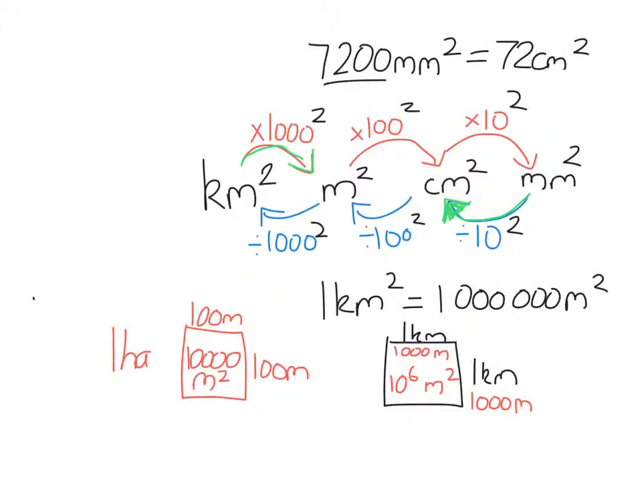But of course, 100 meters is 0.1 of a kilometer, 1/10 of a kilometer. So 1 hectare is also 0.1 by 0.1, which is 0.01 square kilometers. So there are actually 100 hectares in a square kilometre.